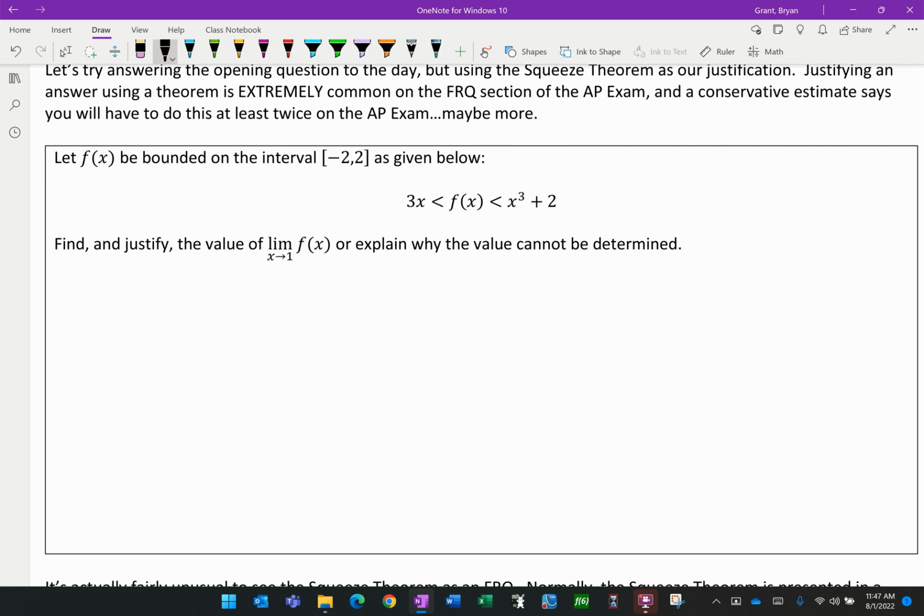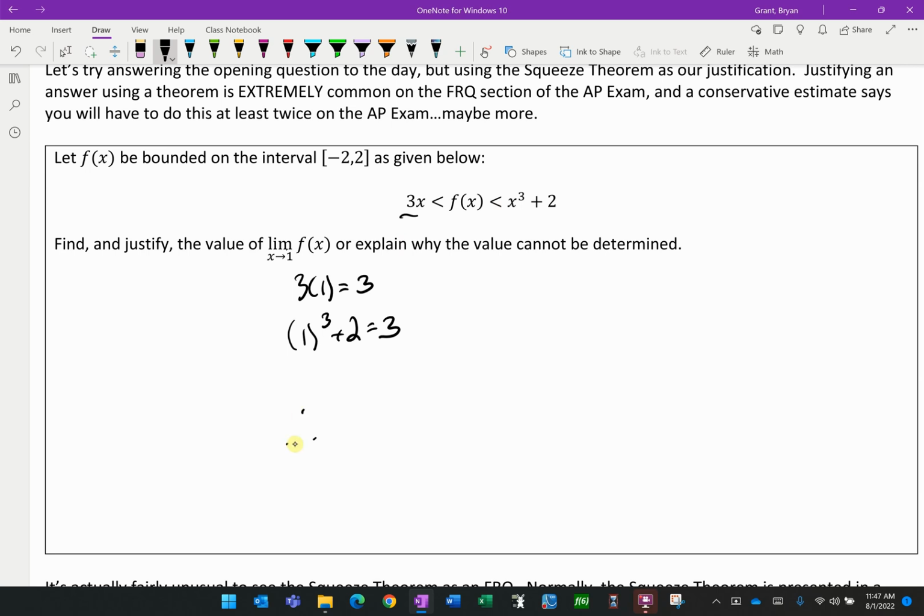Let f of x be bounded on this interval. Find and justify the value of the limit or explain why the value cannot be determined. Okay. Now, what you might be tempted to do, and you're going to want to hold off on this, I'm going to do several things wrong as we go through. You might say, oh, the limit as x approaches 1, so you'll say, oh, 3 times 1, that's 3. Got it from there. And then you'll say x cubed plus 2, that's also 3.